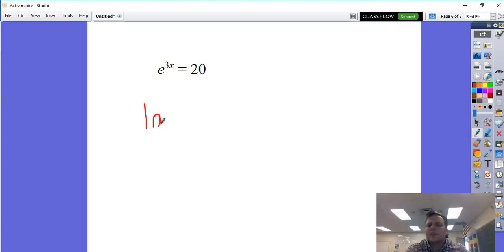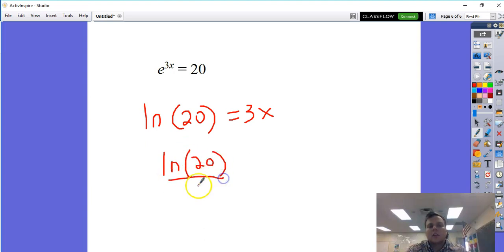Now, why did I say natural log? Why did I not write out log? Because I know the base is going to be e. And I know logs that have base e are called natural logs. So I say the natural log of 20 is equal to 3x. Okay, so now I've got to finish solving for x. So I simply divide by 3 on both sides. Divide by 3. It's going to equal x.